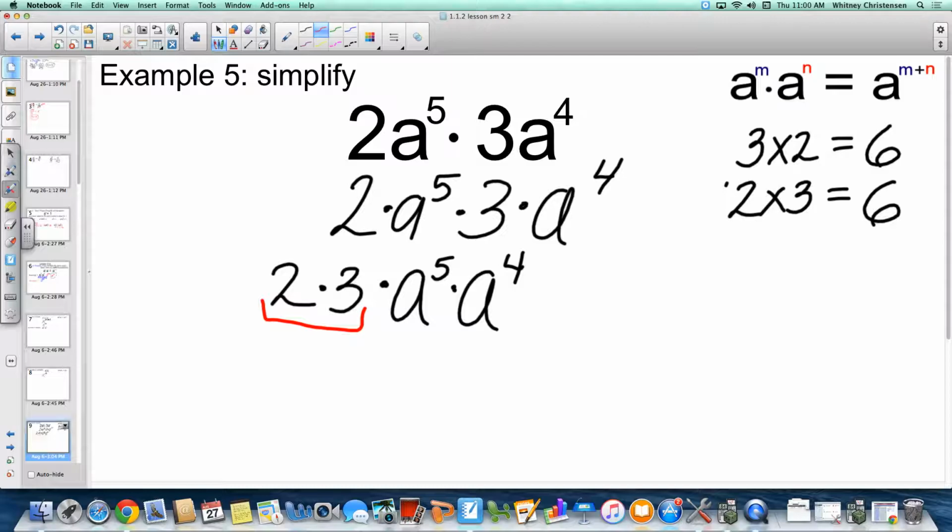No, multiplication doesn't change. 2 times 3 is 2 times 3. Properties of exponents don't apply here. Do you understand the difference? What's 2 times 3? 6. Now do the properties of exponents apply? Yes. Okay, good. When you multiply the same base, you add the exponents. So 5 plus 4 is 9. This would be our final answer. Questions?